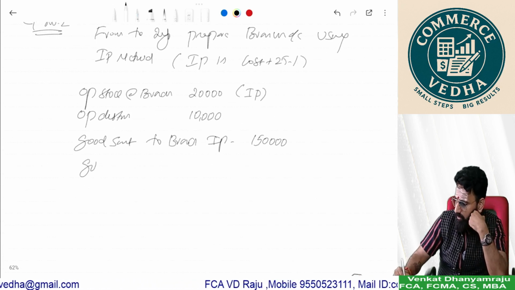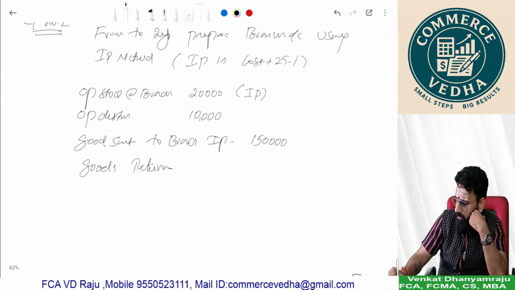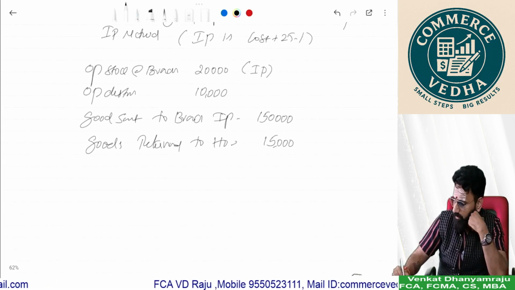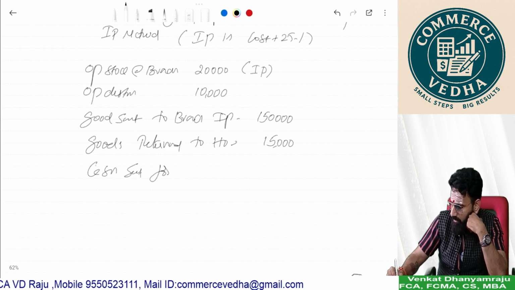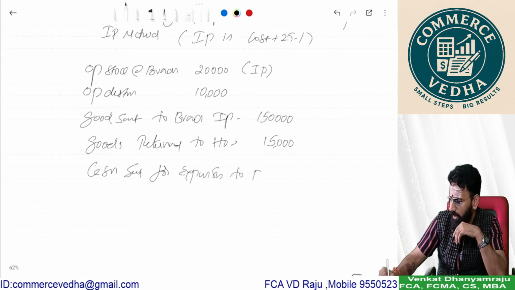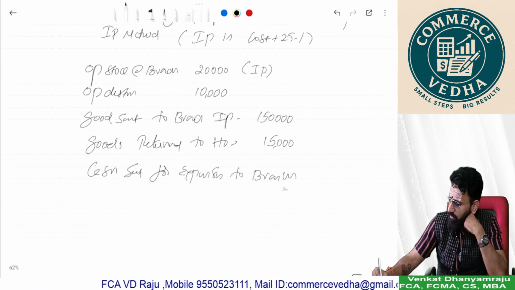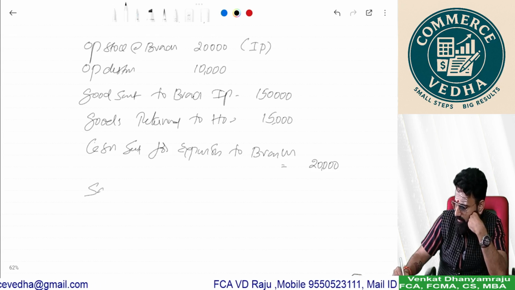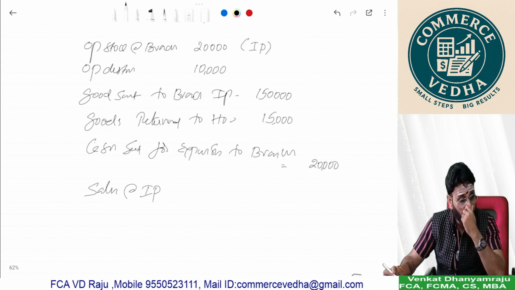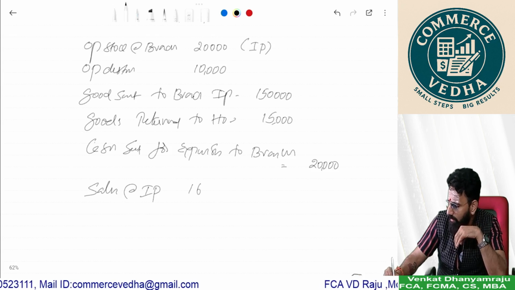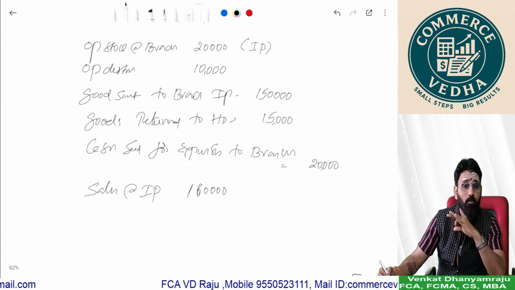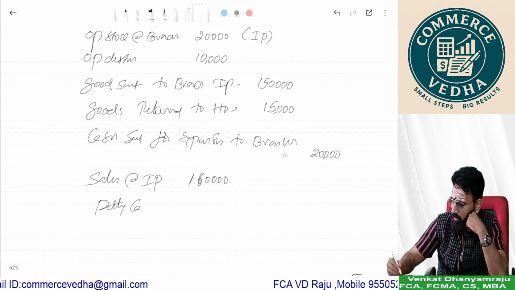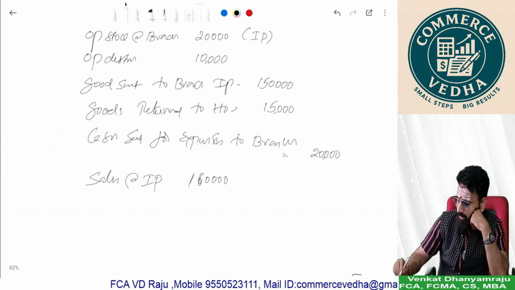Now, goods returned to HO 15,000. Cash sent for expenses to branch, say 20,000. Sales at invoice price 1,60,000.